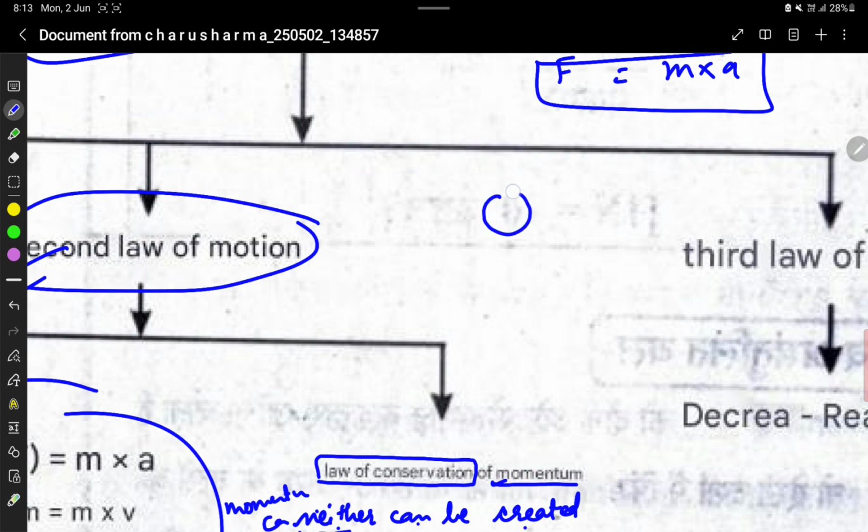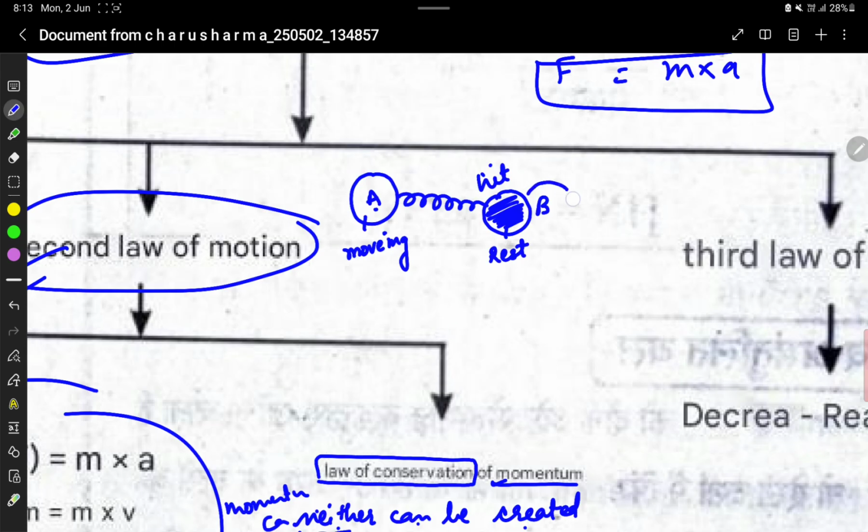Let's say I have a ball. The first ball is in the rest position. This first ball is not moving at all. Now there is another ball, and this ball is moving. This moving ball A is going to hit the first ball. So what will happen when it hits ball B? Ball B will start moving, right?